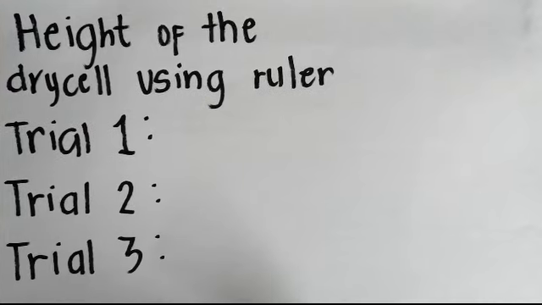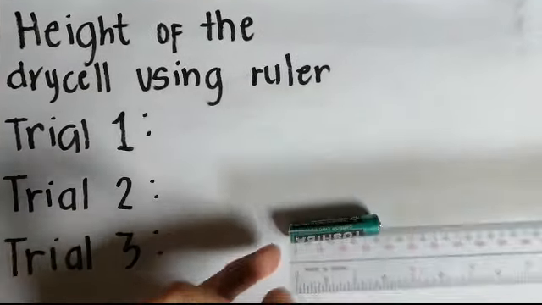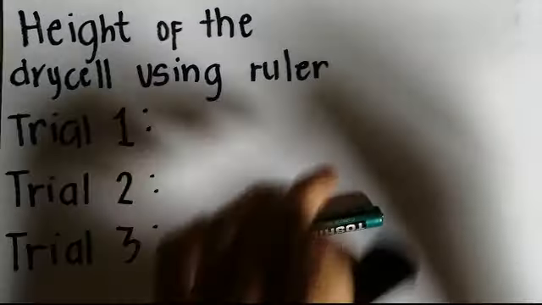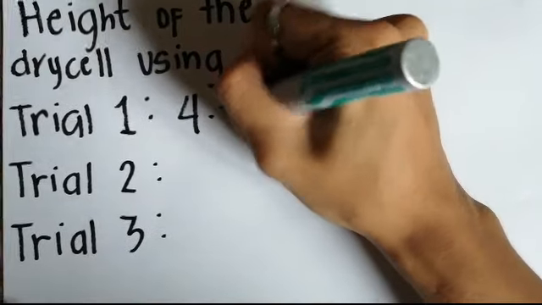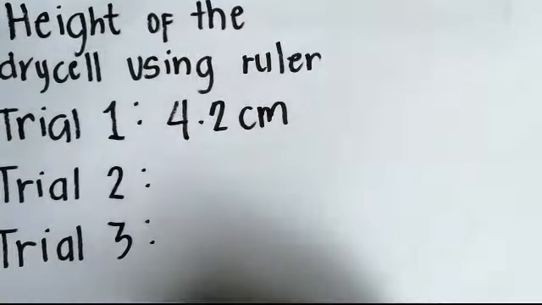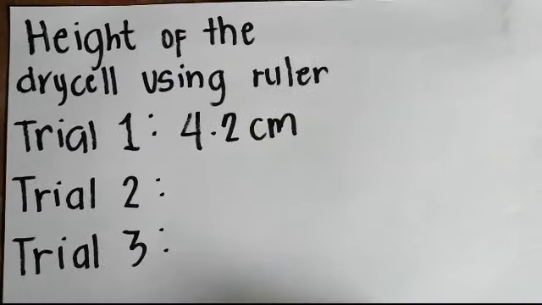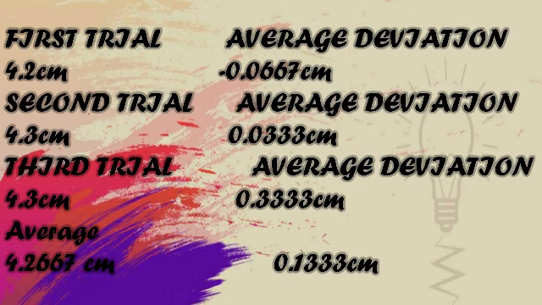Measuring the height of the dry cell using a ruler. On the first trial, I got 4.2 centimeters. Measure it again to get the second and the third trial. After measuring the height of the dry cell using a ruler, here's the gathered data. On the first trial, I got 4.2 centimeters. On the second and third trial, I got 4.3 centimeters.